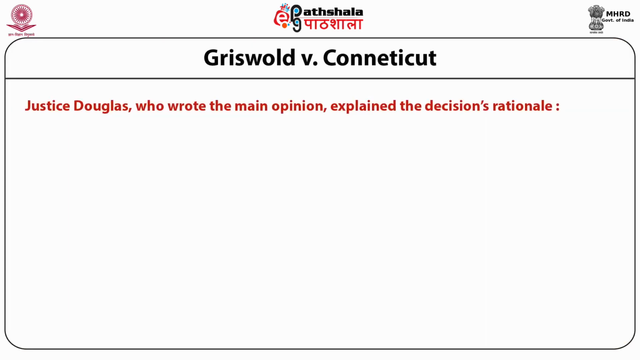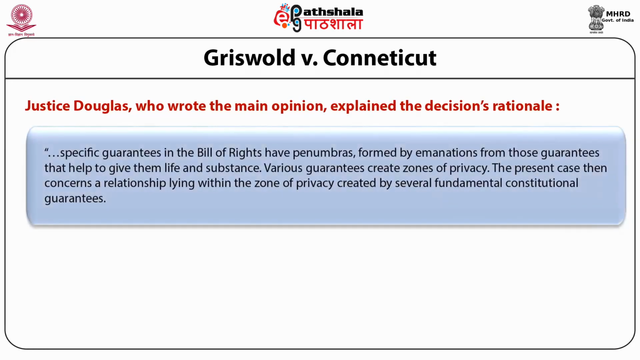So Justice Douglas in Griswold wrote the main opinion, for the majority, and he explained the rationale of the decision. And I quote, "Specific guarantees in the Bill of Rights have penumbras formed by emanations from those guarantees that help to give them life and substance. Various guarantees create zones of privacy. The present case then concerns a relationship lying within the zone of privacy created by several fundamental constitutional guarantees."